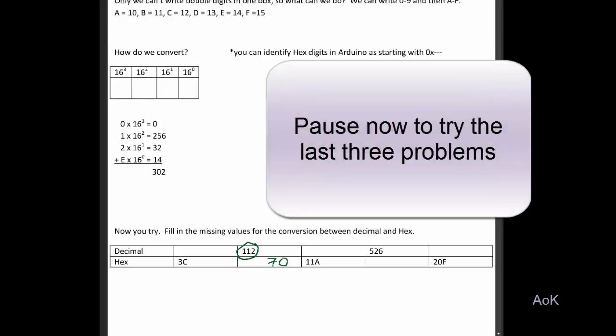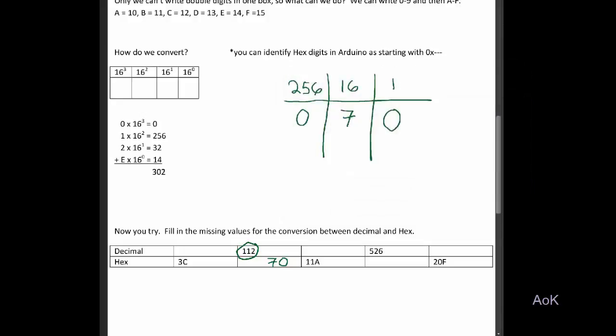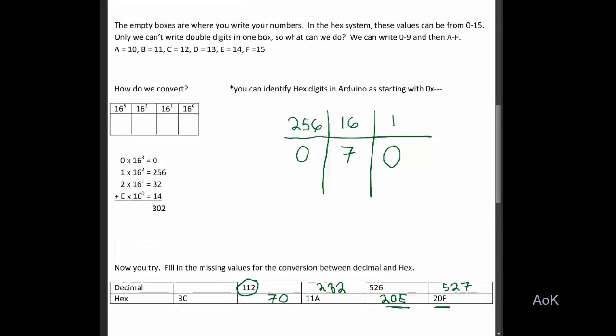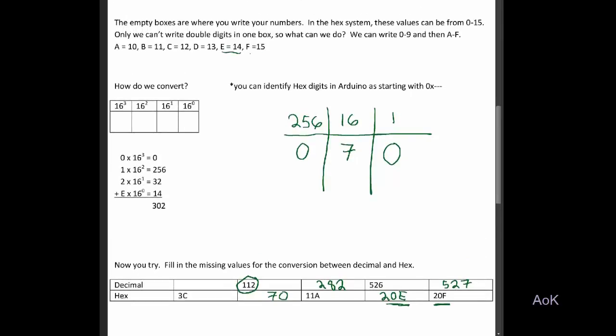Go ahead and finish the last couple of examples and then check back with the video to see if you got the correct answers. 11A in hex is 282 in decimal. 526 in decimal is 20E in hex. And finally, 20F in hex is 527 in decimal. This last one makes sense because 20E and 20F are almost identical, and up here we know that E and F are only different by one number.